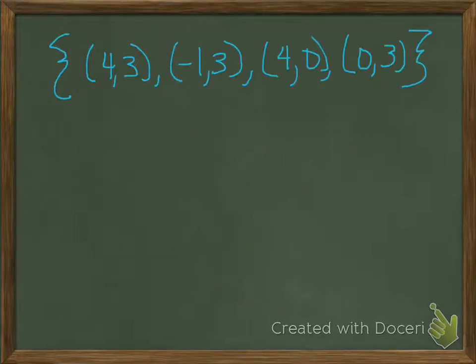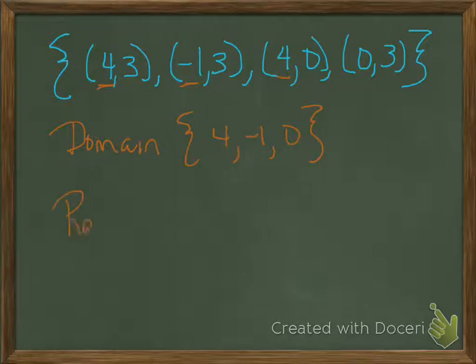Let's try that again. My domain is all my x values. So I have 4, -1. There's 4 again. I already have 4 listed, so I don't need to do that again. And 0. So there's my domain. My range is going to be my y values. 3. There's a 3 again. I already have it written down, so I don't need to do that again. 0. Oh, and there's another 3. So my range, my y values, are 3 and 0.